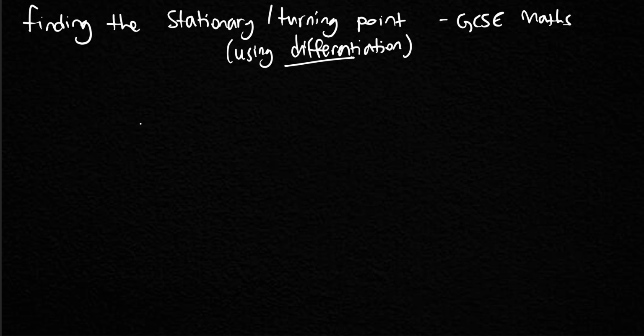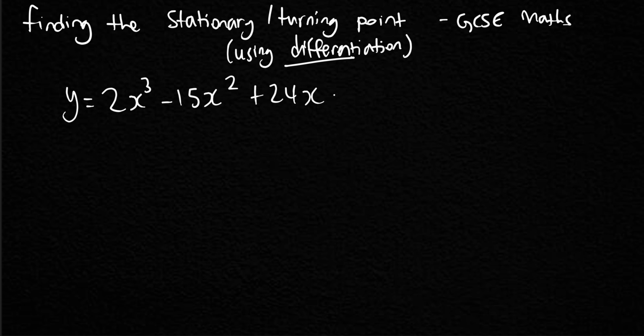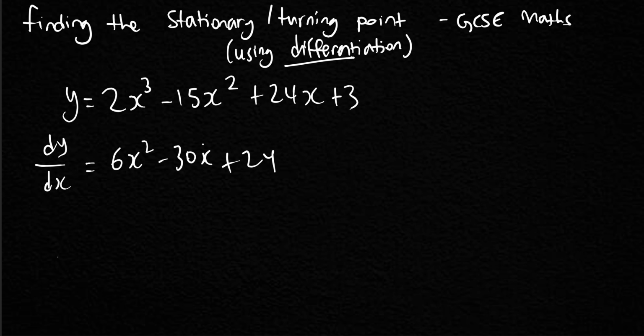Okay, find and classify the turning points on the curve for y equals 2x cubed minus 15x squared plus 24x plus 3. So we want to find and classify the turning points on the curve. That's the question. First of all, we need the gradient, so let's do dy/dx. We're not going to do f dash of x because this time it's not a function, it's just y equals something. 2 times 3 is 6x squared minus 30x plus 24. That's the differentiated equation, and it's going to equal 0 because it's a turning point.